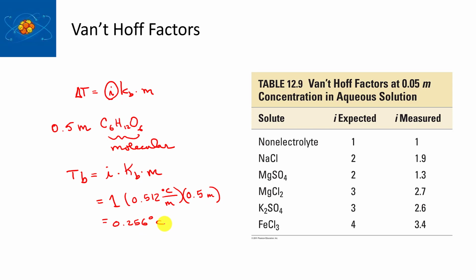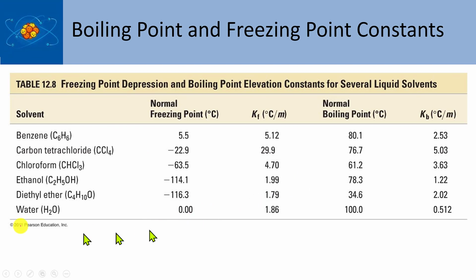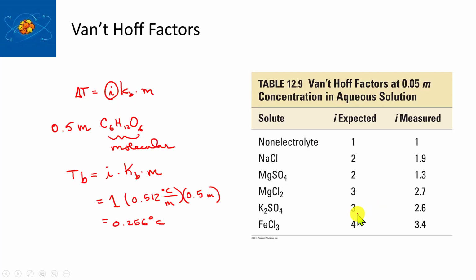So what's the boiling point of the solution? Well, you assume that it's an elevation because it's a boiling point. And then what you do is you add this value to the boiling point of the pure solvent. So in this case, we would go to water, and here's its pure boiling point, 100 degrees Celsius. And so the boiling point will be 0.256 degrees Celsius plus 100 degrees Celsius, and that would give me approximately 100.3, rounding to the correct number of sig figs.